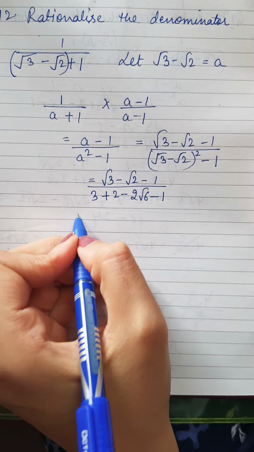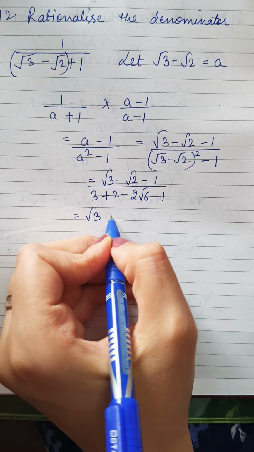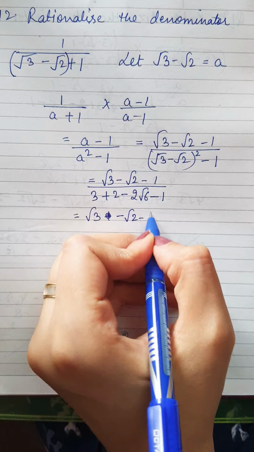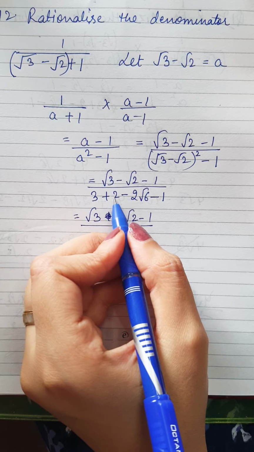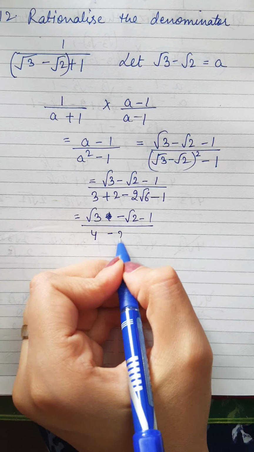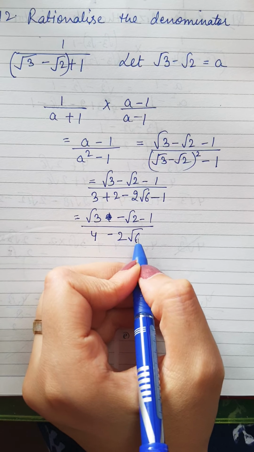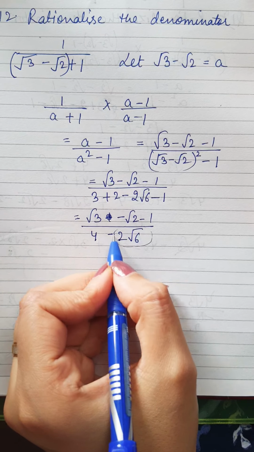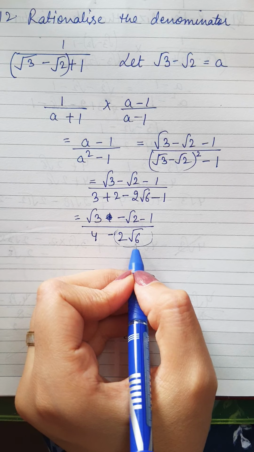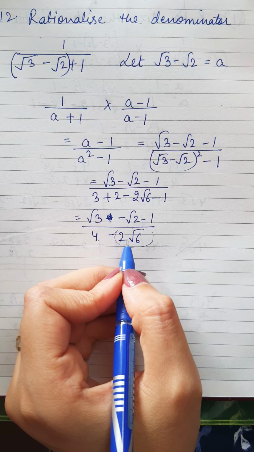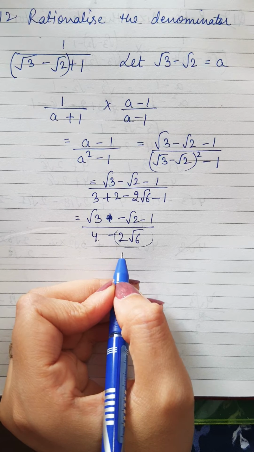So like terms I can always simplify. This is minus root 2 minus 1. 3 plus 2 is 5, 5 minus 1 is 4, minus 2 under root 6. Never ever solve these two terms. This is an unlike term. This has root 6 but this does not have root 6. So these are unlike terms, cannot be added or subtracted.